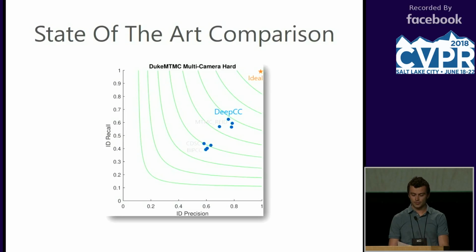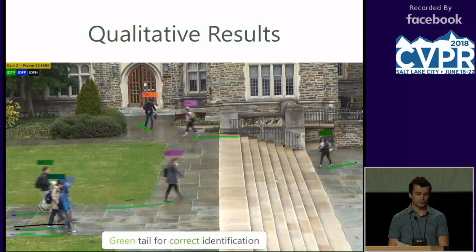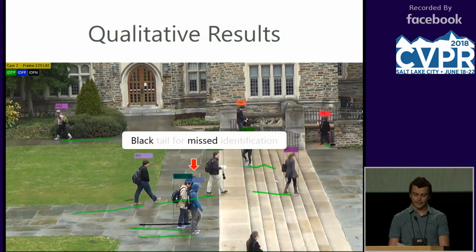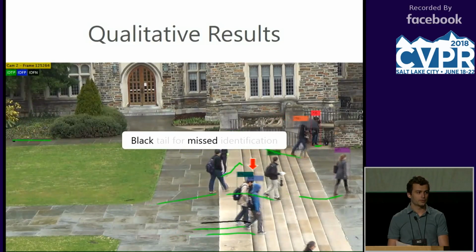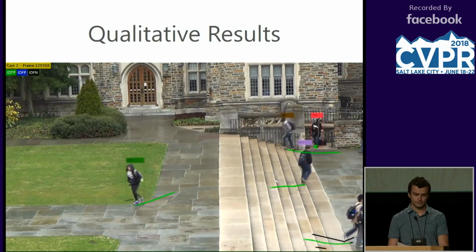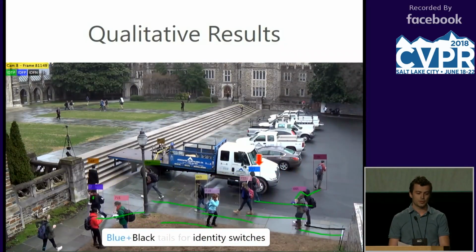In these videos, we demonstrate a few qualitative results. Green tails are for correct identification. The black tail is for the missed person in the group of 3 people. Blue and black tails will show identity switches.